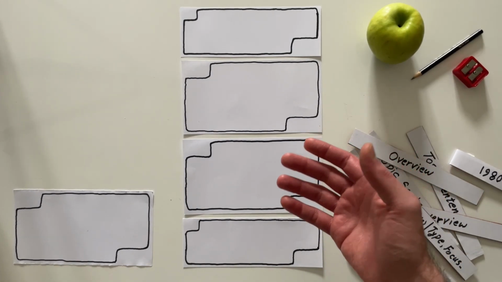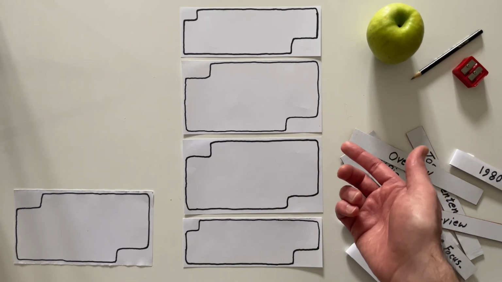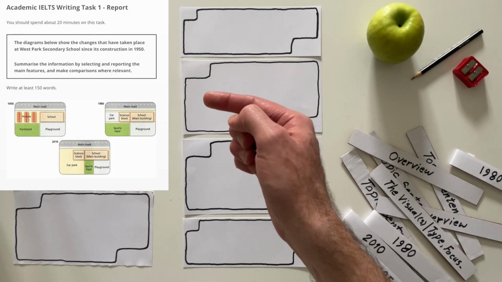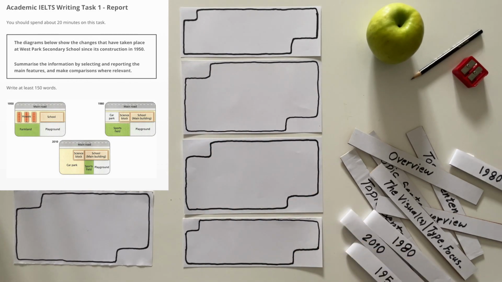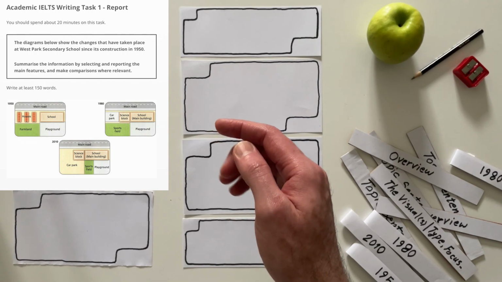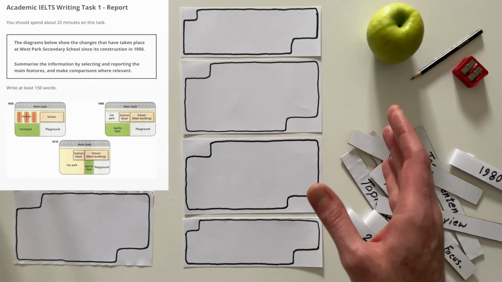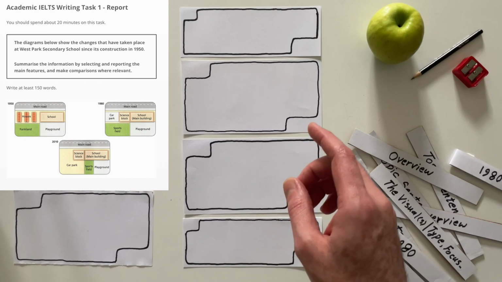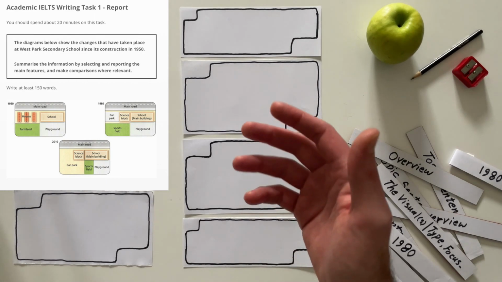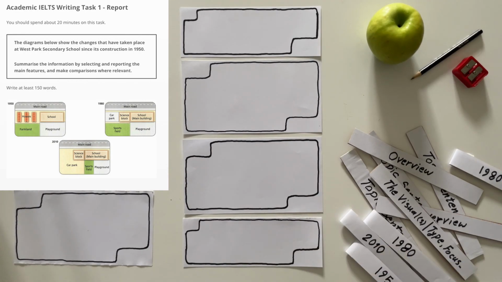Today, we are going to plan for a Task 1 academic module. Yes, we are going to plan for a report, and the prompt says, the diagrams below show the changes that have taken place at West Park Secondary School since its construction in 1950. So we have three maps, as you can already see.